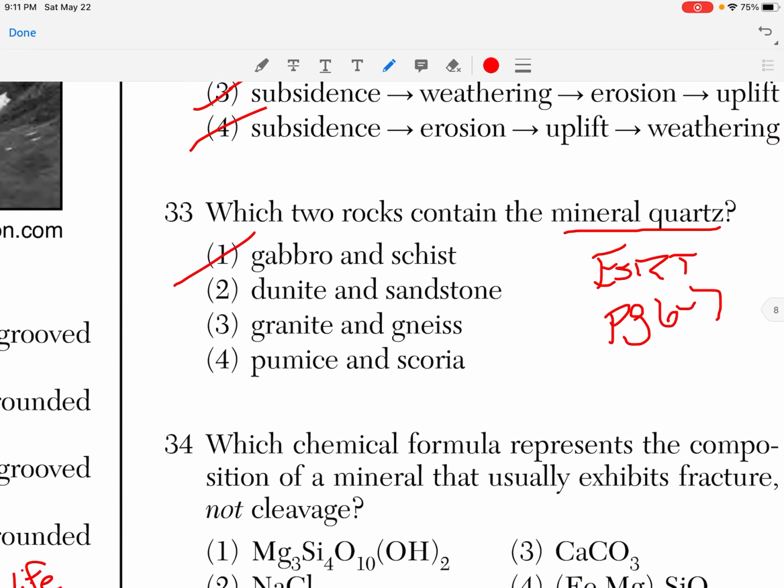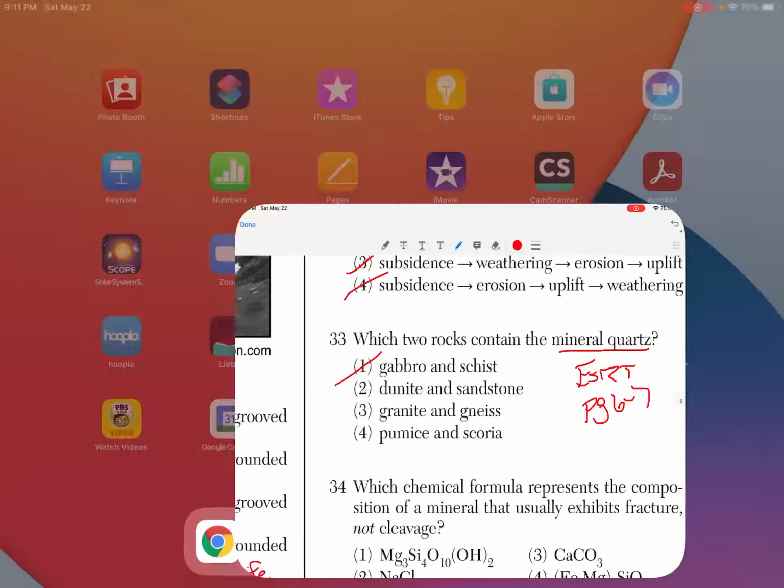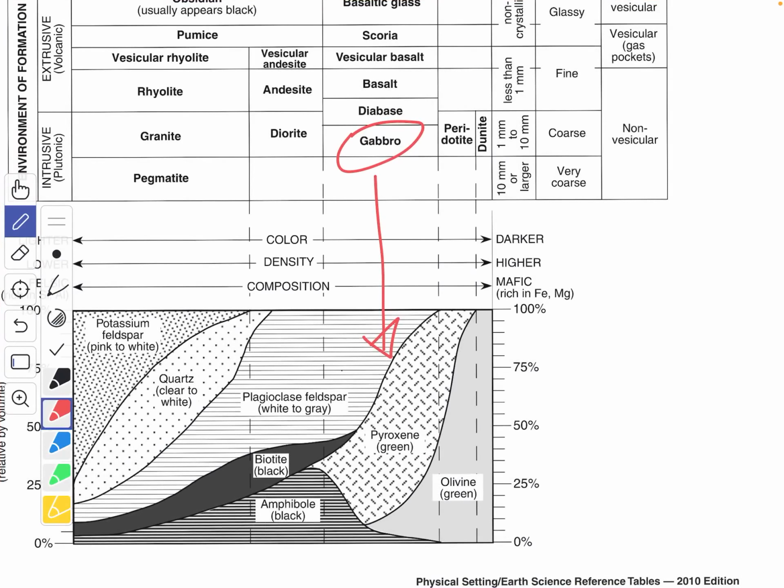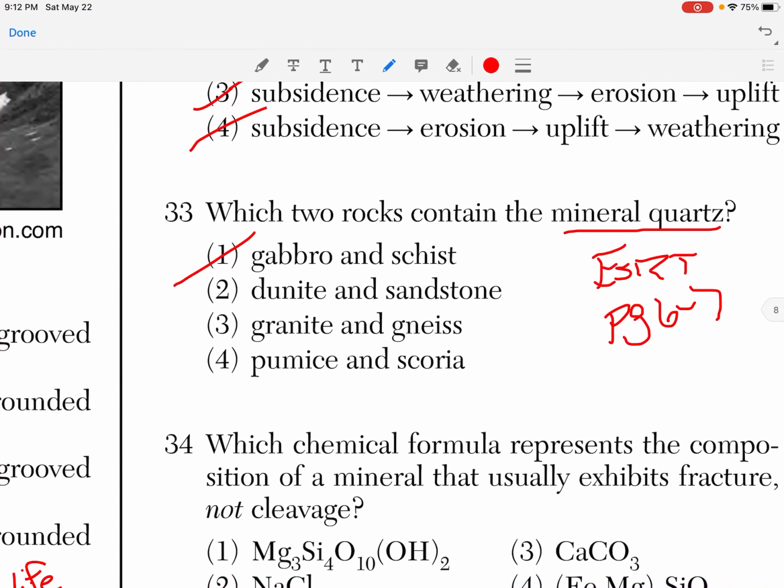Okay, the next one, dunite and sandstone. Well, dunite is another igneous rock, so I'll stay on the same chart. Dunite is right here. It's a little bit hidden over there. But if you go down from it, you'll see that the only mineral in dunite is olivine. So that basically eliminates that choice too. So we're going to cross out number 2.